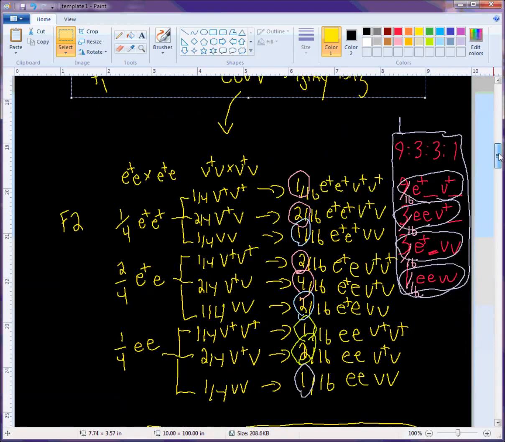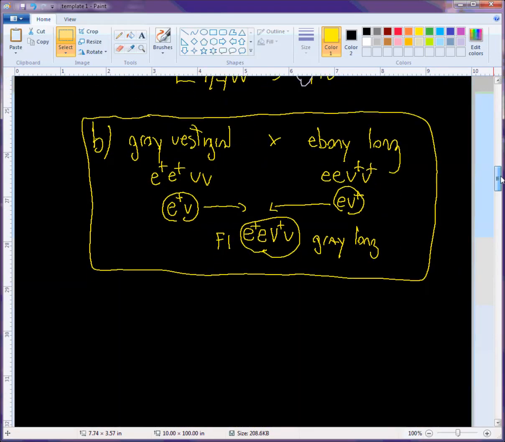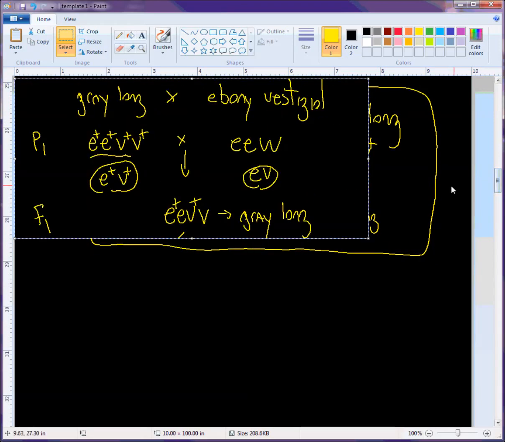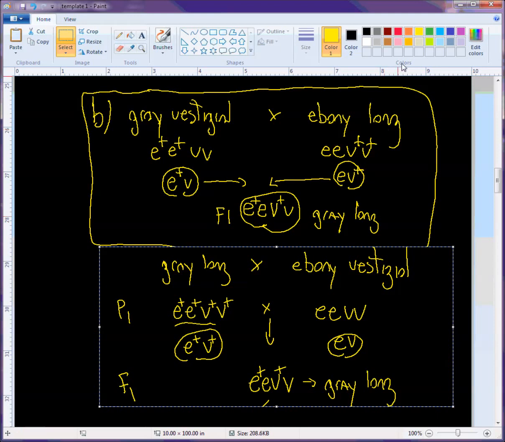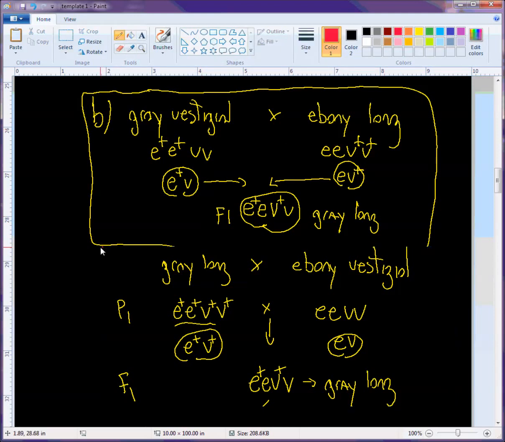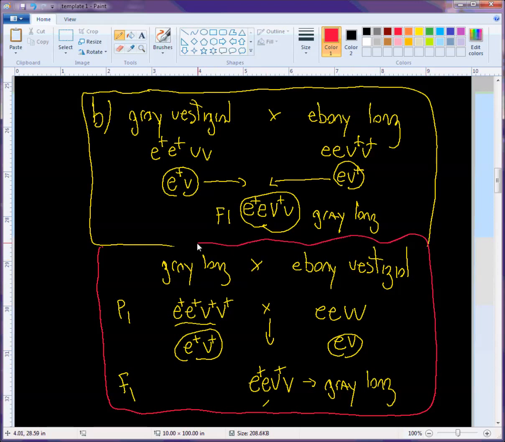Copy, and let's paste this. So here's part B right there. Can I fit this? It's part A right here. And I'm going to highlight A. I'm going to draw a square around the question A, P1 and F1 generation, and I will draw a blue square around the part B.